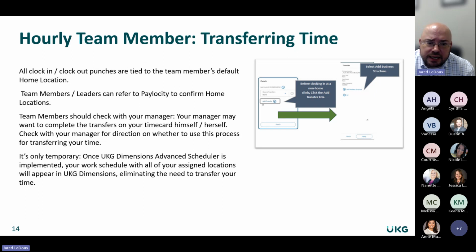But what team members will need to do, if they are doing the transfer themselves, is when they're going to clock in to begin a shift at a different location than their home base, they're going to use the add transfer functionality within the punch tile. That will bring up a window that will say add business structure. And the business structure essentially is the functionality that starts with Premier Health as an umbrella company.